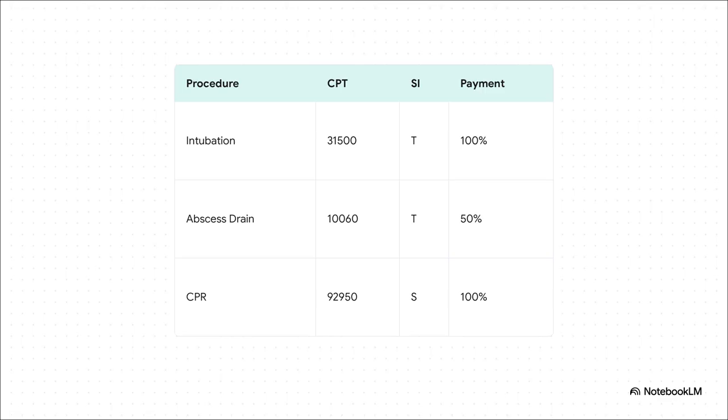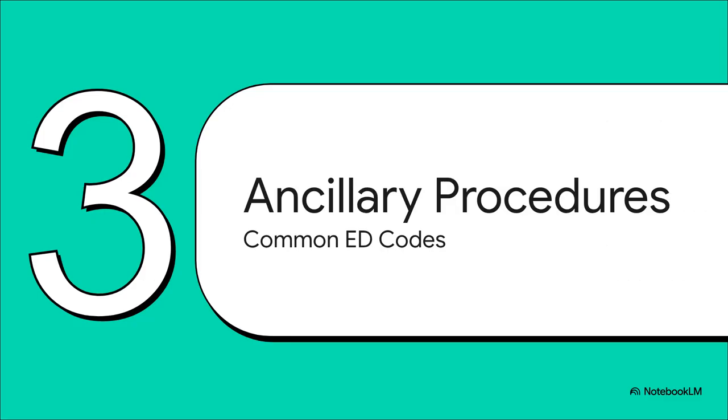So because we have 2 T codes, that multiple procedure rule kicks in immediately. The intubation is the heavier, more expensive procedure, so it gets the full 100% payment. The abscess drainage gets bumped down to a 50% discount. But the CPR? Since it's an S code, our hot dog, basically, it gets paid at 100%, totally immune to that T discounting rule.